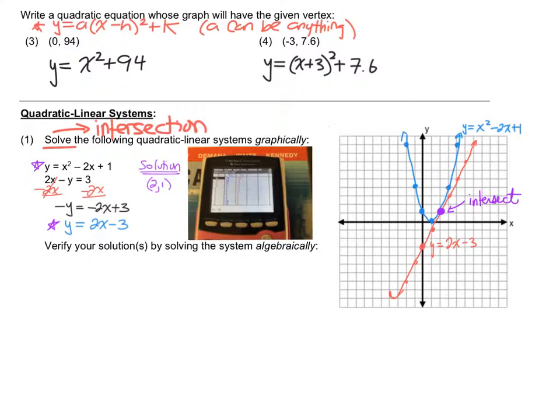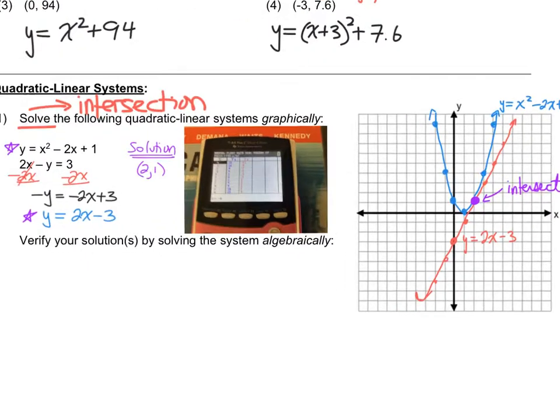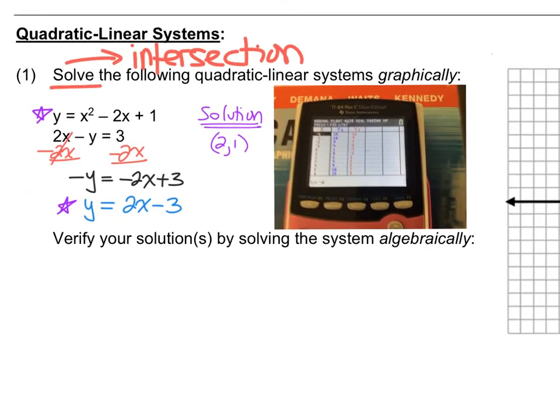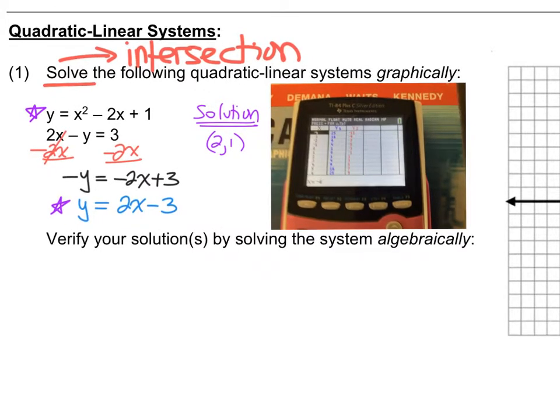No, that would be verifying it numerically. Algebraically, we actually have to use substitution. All right, so if you think back to systems of equations for linear functions, so wait, x to the second minus 2x plus 1, so 2x minus x to the second minus 2x plus 1. Because that's what y is. Y is x to the second minus 2x plus 1.